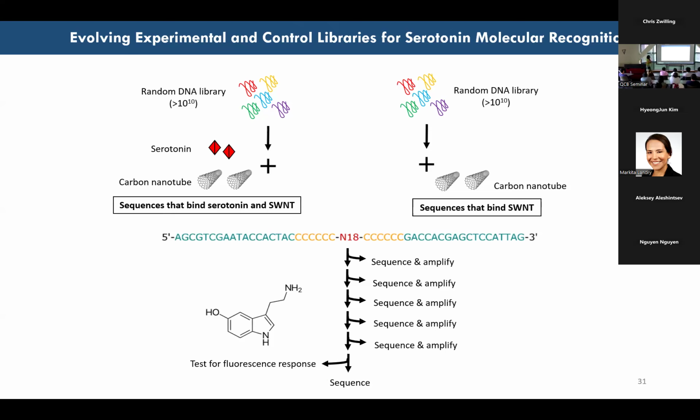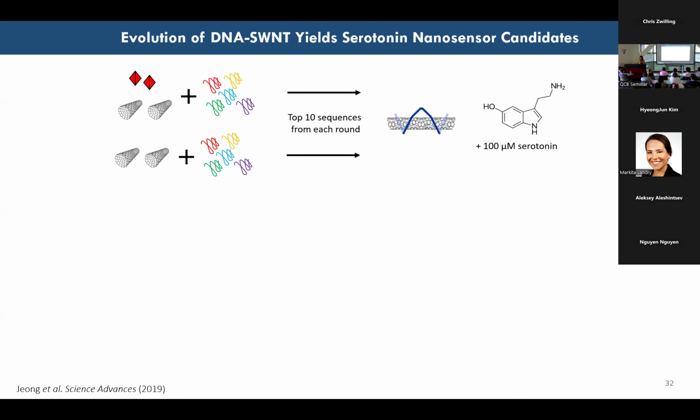And because we have the sequencing data from every single round, we can look in principal component, like a non-dimensionalized space. So do basically PCA analysis on the composition of the control library with the experimental library. When we start seeing divergence in PC space, we hypothesize that there's something about the presence of serotonin that's driving that selectivity. And then we can actually look at what those top sequences are for that round of evolution, synthesize those probes, and test for response to serotonin.